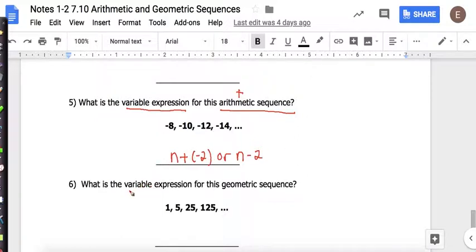And the last one, what is the variable expression for this geometric sequence? Remember, geometric is multiplication. So what are we multiplying by here? 1 times what is 5? Good, 5. So put the number in front of the letter. So remember, when we're writing multiplication, put the number in front of the letter. And remember, if it's a division pattern, write the fraction in front of the letter.